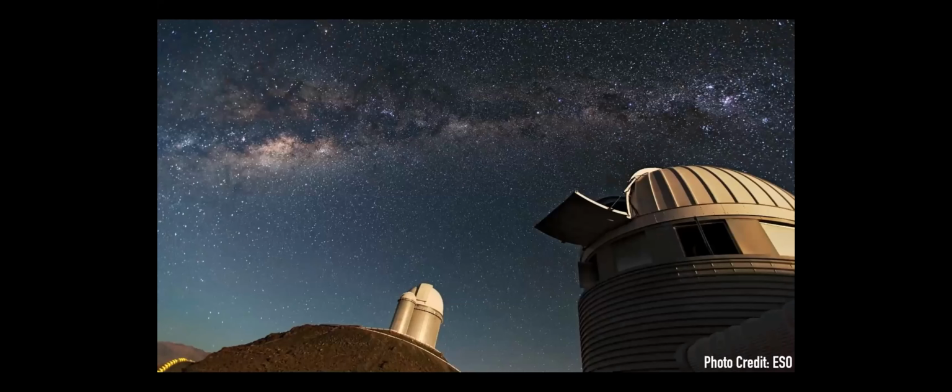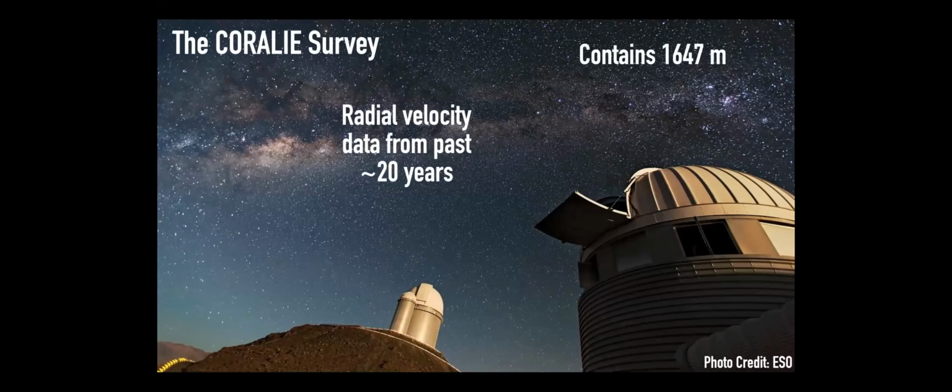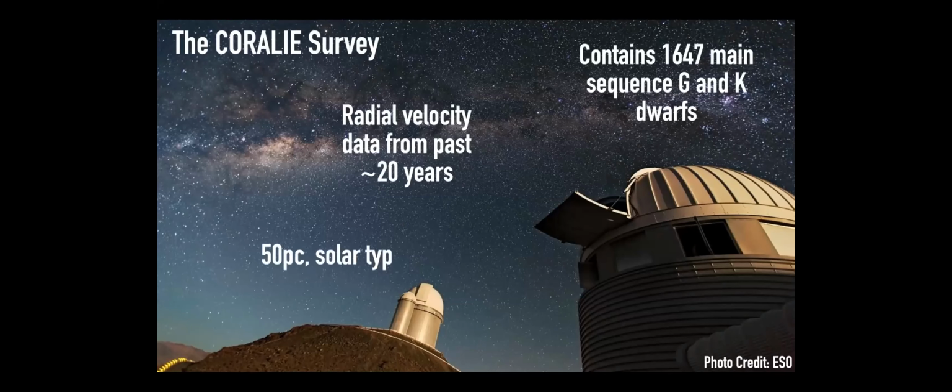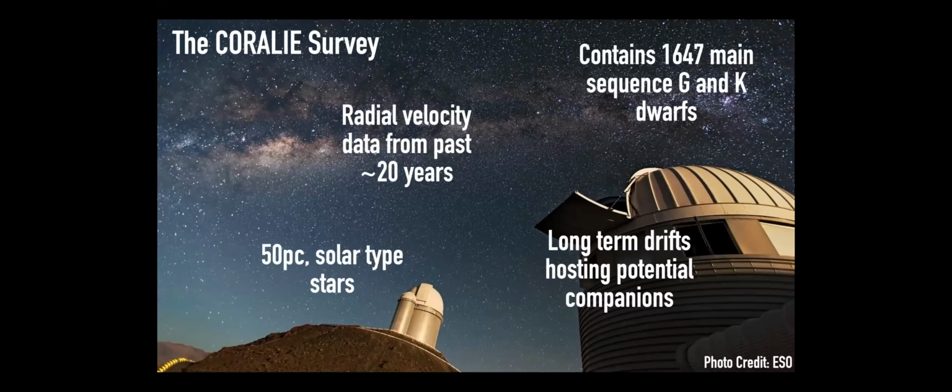So the Coralie survey is an ongoing radial velocity survey based at the University of Geneva for more than 20 years now. It contains more than 1,600 main sequence G and K dwarfs primarily. It's a volume limited sample of solar type stars. And I have been the coordinator for the past few years of analyzing the long-term drifts hosting potential companion candidates. So we're talking things with orbital periods of more than 10 or 20 years.